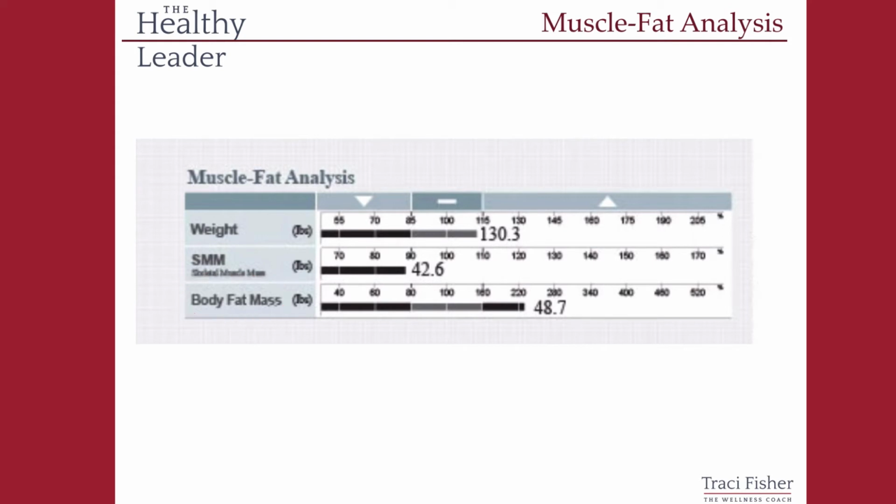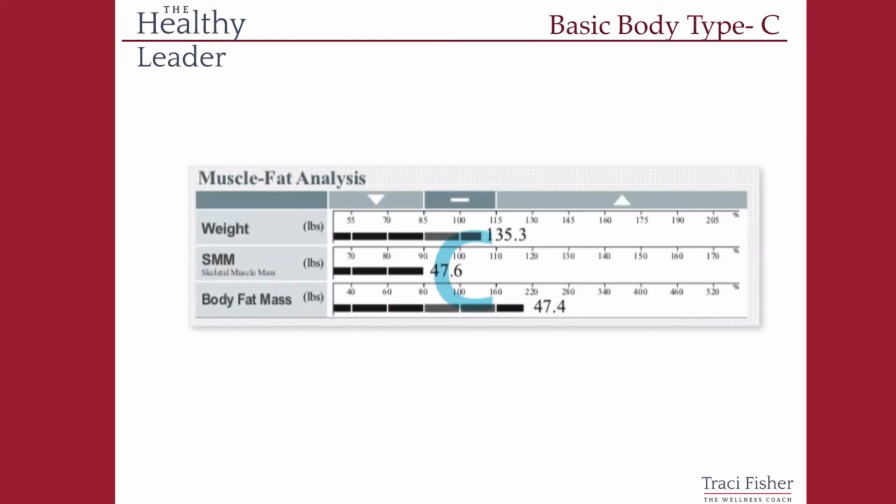Now, this is where it gets interesting, because the muscle fat analysis is designed in such a way that you can make it simple and easy to make a general observation about your body composition. You do this by forming one of 3 shapes by connecting the endpoints of the weight, the skeletal muscle mass, and the body fat mass bars.